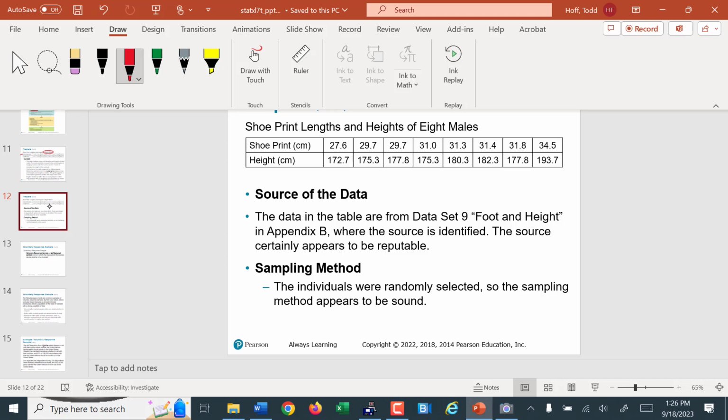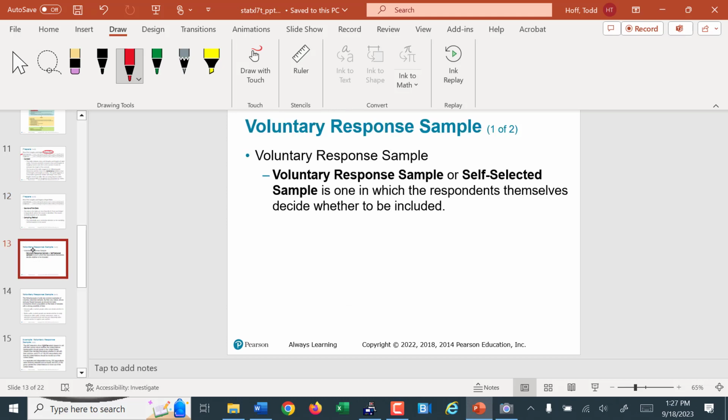So let's consider the source of the data here. In this case, we have the table up above. We chose the sample and we took the measurements from them. Our sampling method was, in this case, the individuals were randomly selected. We'll talk more about random selection and how that is done well coming up. There are processes that are random that are still biased, that are still not going to give us true data. In this case, from what we know, it appears to be sound.